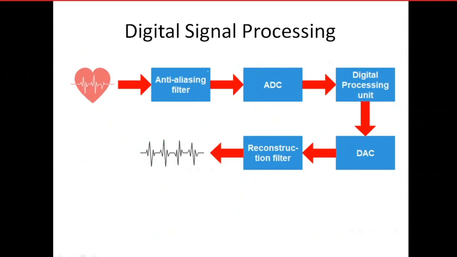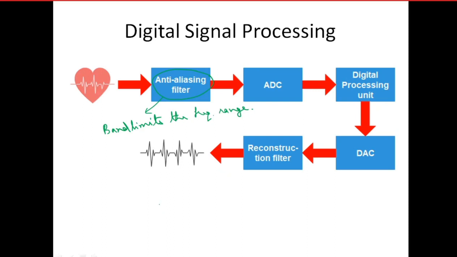Is that we apply an anti-aliasing filter. Okay, we apply an anti-aliasing filter. So what it does, it bandlimits the frequency range of the given signal. Okay, so what does bandlimiting mean? Bandlimiting means you are constraining the frequency range of the signal.